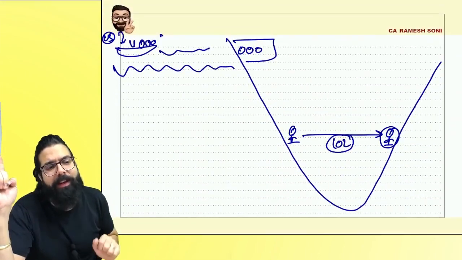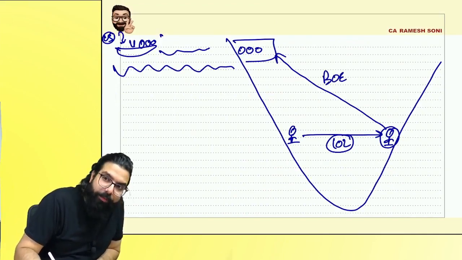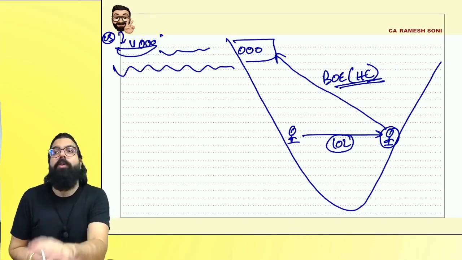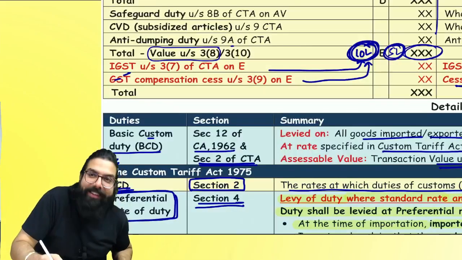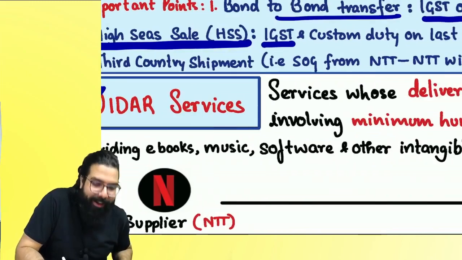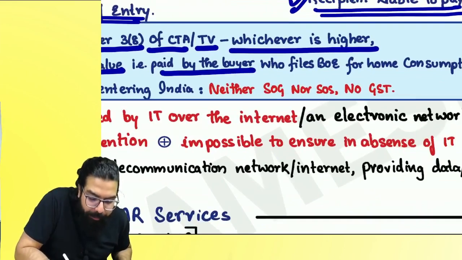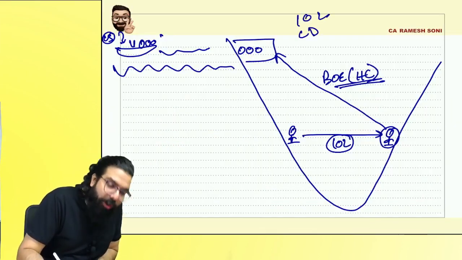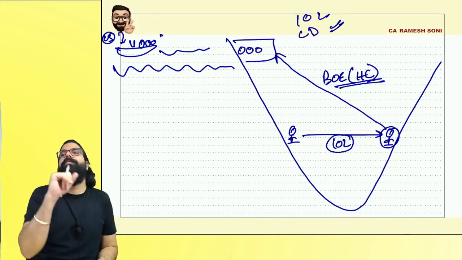Custom. Can you tell me in this case, when this guy will go and file the bill of entry for home consumption, on what amount he will have to pay custom duty, on what amount he will have to pay IGST? In this scenario, when it is high seas sale, remember IGST and custom duty are always on the transaction value, that is the price paid by the buyer who filed the bill of entry for home consumption. It means on 10 lakh he will pay custom duty, and then on that amount he will pay IGST also.